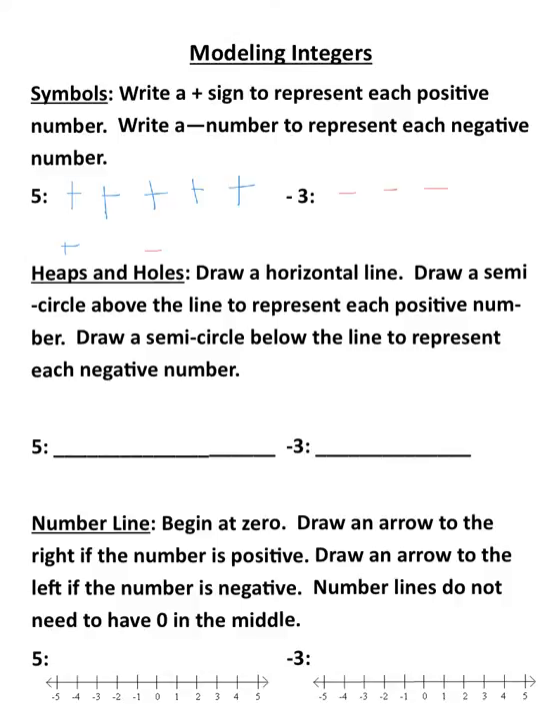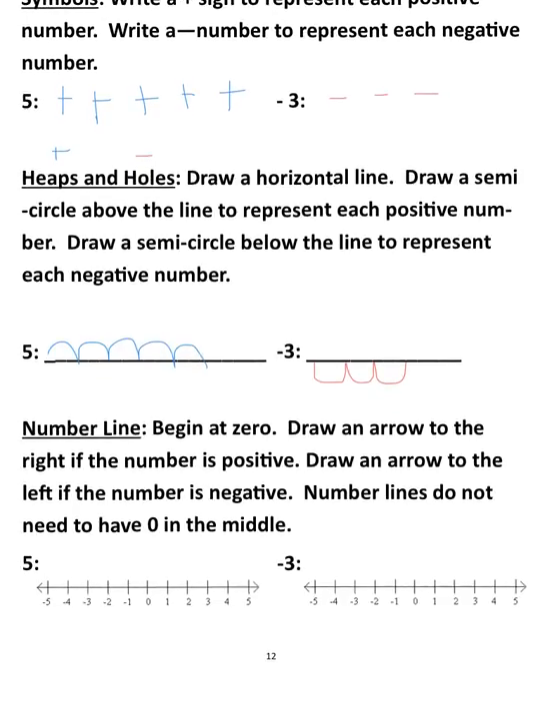We'll talk about when we put a heap and a hole together later on, but for right now, heaps are positive because it's a heap of dirt above the ground. Holes are negative because it's a hole in the ground, so it's below the ground. Here are those words above and below again. To represent 5, we have 5 heaps. So we go 1, 2, 3, 4, 5. To represent -3, that's 3 holes in the ground. So 1, 2, 3. Ta-da!